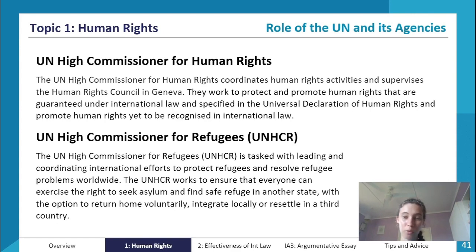The UN High Commissioner for Refugees relates pretty strongly to what we looked at before with the convention and the protocol. They lead and coordinate international efforts to protect refugees and resolve any refugee problems. They are basically helping those people who need it to find safe refuge and have that option to return home, to integrate locally, or to settle in a different country altogether.